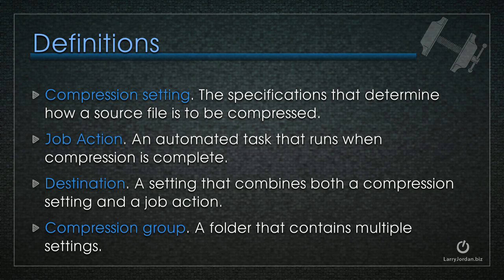A destination is a setting that combines both a compression setting and a job action. Classic example is compressing for YouTube. We have to compress the file to YouTube specs, then we have to transfer it to YouTube. A compression group is a fancy name for a folder that contains multiple settings.